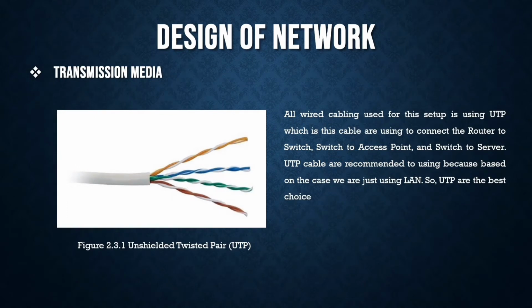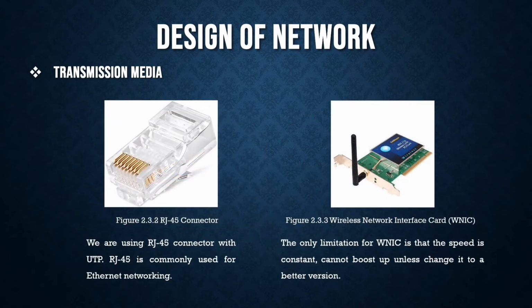Next, I will show you the transmission media for this network design. As you can see, figure 2.3.1 is unshielded twisted pair, or UTP. All wired cabling used for this setup is UTP, which is used to connect the router to the switch, the switch to the access point, and the switch to the servers. UTP cable is recommended because, based on the case study, we are using a LAN, which is a local area network. So we think that UTP is the best choice.